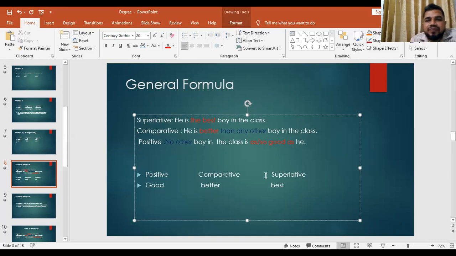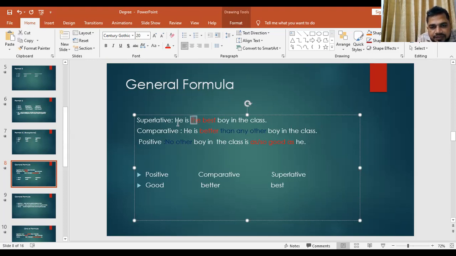Dear students, I'm giving you 5 minutes to memorize these three sentences. By these three sentences, I will teach you degree. You will be able to learn full degree by memorizing these three sentences. Superlative: He is the best boy in the class. Comparative: He is better than any other boy in the class. Positive: No other boy in the class is as good as he.